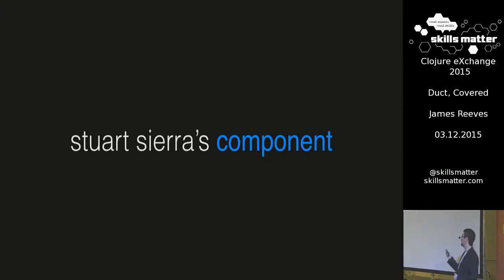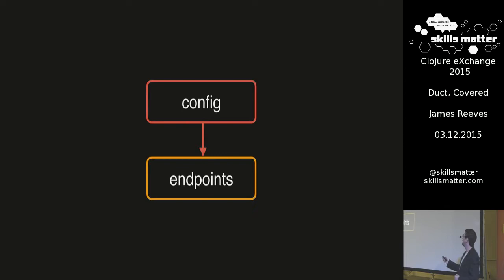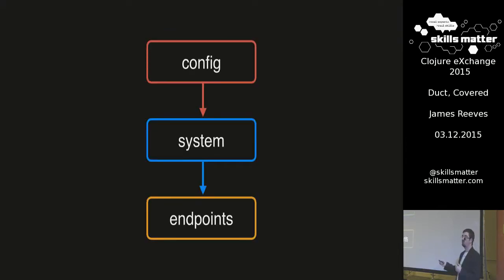But Duct uses the component library. So we've got endpoints and we've got the component library. So before we were talking about the configuration, and the configuration produces these endpoints. So the configuration goes to the endpoints. With Stuart Sierra's component library, we can introduce a system between the two. So instead of just passing the configuration to the endpoints, we pass the configuration to the system, and then we pass the system or the components to the endpoints.